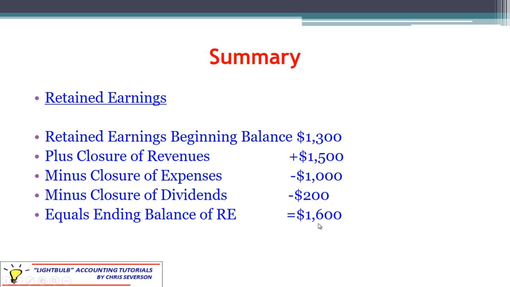That takes us through the accounting cycle. Now we're going to move on to some other topics throughout the accounting section.